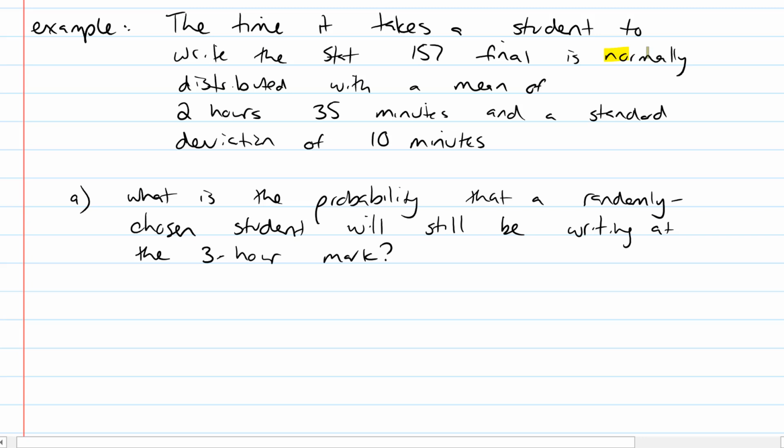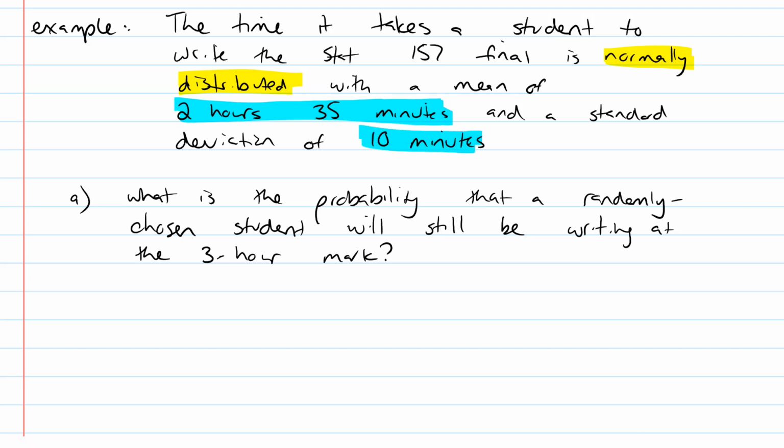So we do notice that the question says that it's normally distributed. Because otherwise, if you do not know that, then you're not allowed to use the normal distribution. Further, we can see that the mean is 2 hours and 35 minutes and a standard deviation of 10 minutes. And so we're going to write this stuff down.